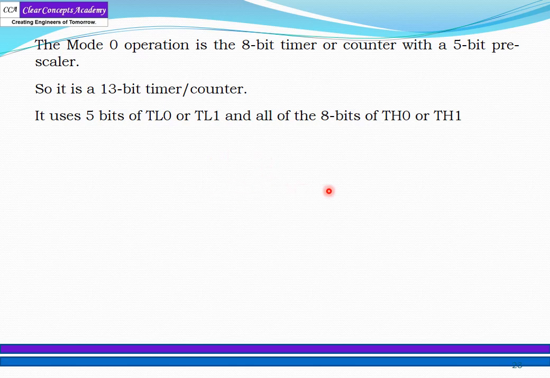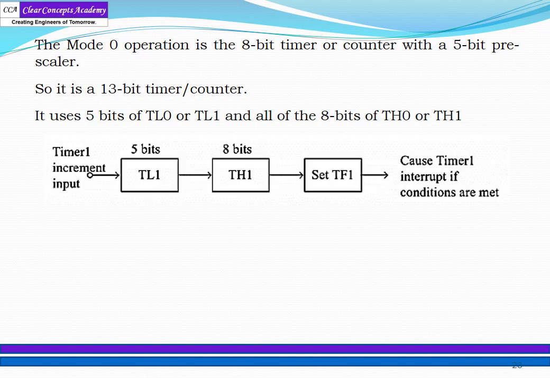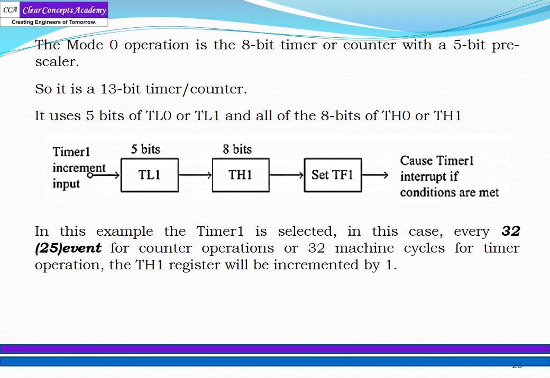TF1 will be set to high when it overflows, when it goes from high to 0. In this example, timer 1 is selected. In this case, every 32, that is 2 raised to 5 events for the counter operation, or at 32 machine cycles for timer operation, the TH1 register will be incremented by 1.